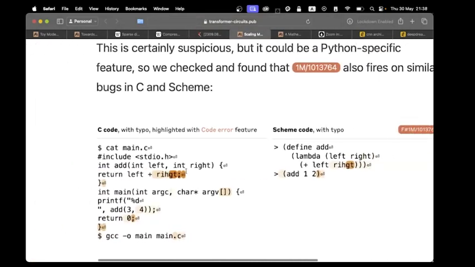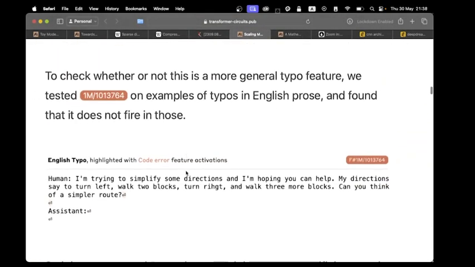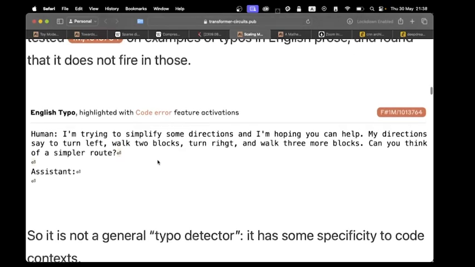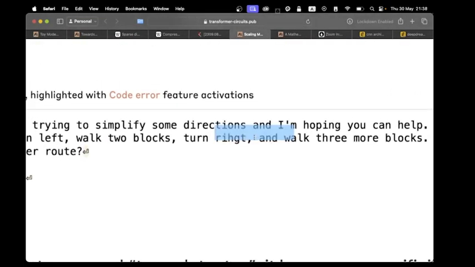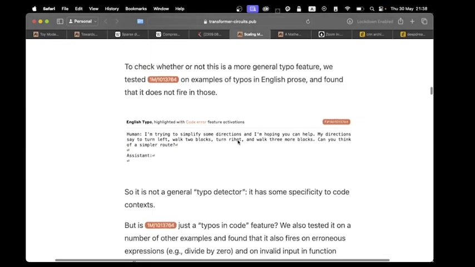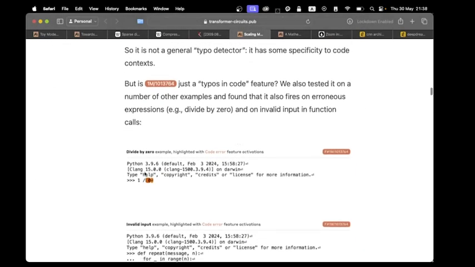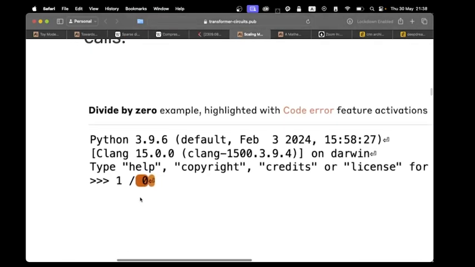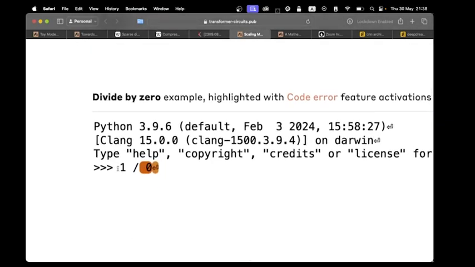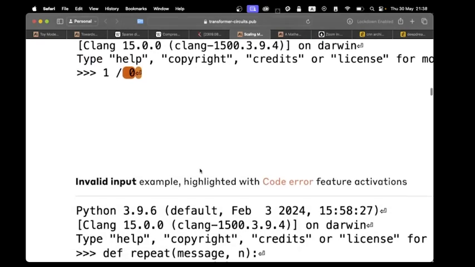And we're like, okay, is this a typo feature? And we try it on plain English, and it's like, no. And we're like, but is it a typo in code feature? And they're like, try division by 0. And it's like, hey. And this is how Anthropic research days go.